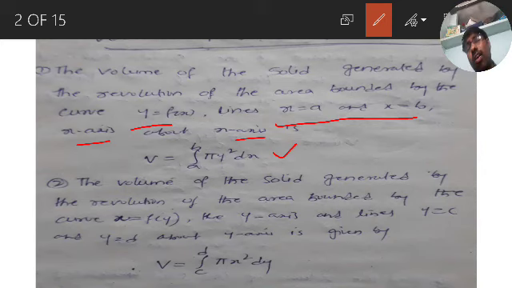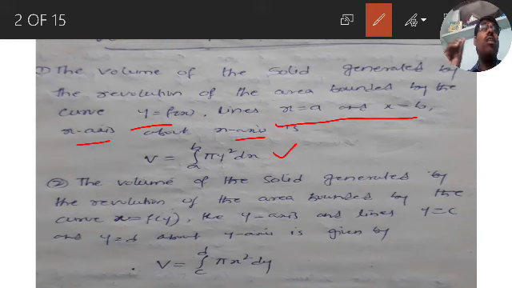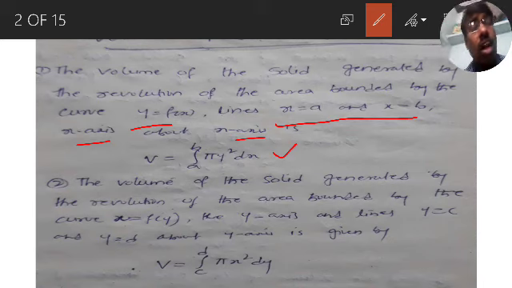V is equal to integration a to b pi into y square dx. Are you able to get it? A simple point: the area bounded by the curve, x equal to a line, x equal to b line and the x axis, that area is revolved about the x axis. Then by revolving, it generates a solid. For that solid we are finding the volume. What is that volume? It's given by integration a to b pi into y square dx.